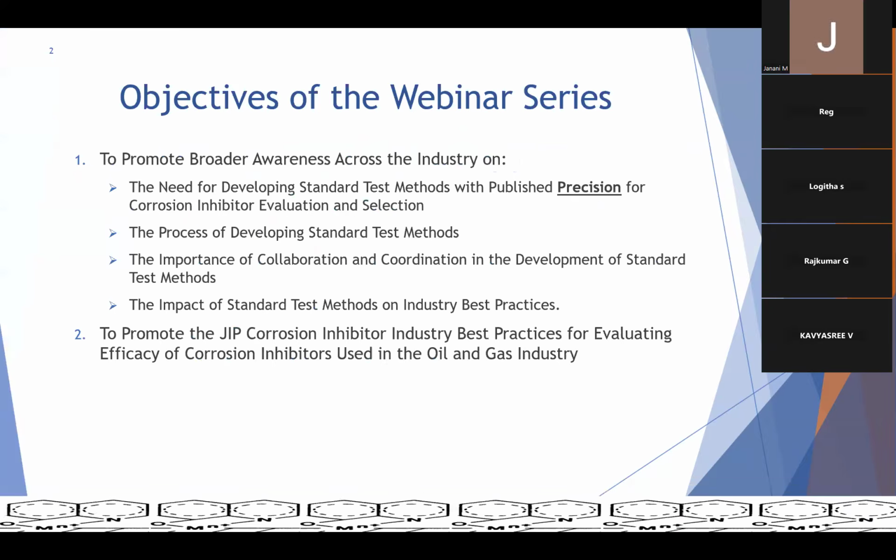The objectives of the webinar series are twofold. One, to promote broader awareness across the industry on precision. Specifically, the need for developing standard test methods with published precision, obviously for the corrosion inhibitor evaluation and selection. And walk through the process of developing standard test methods.